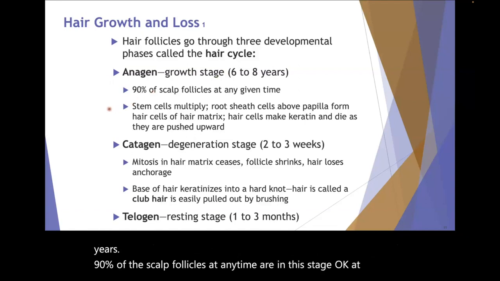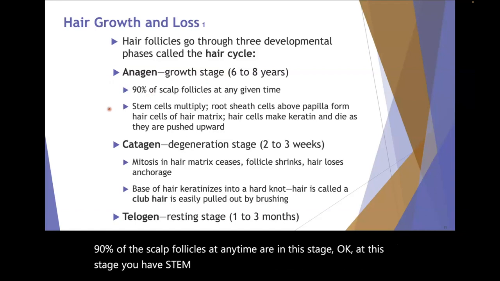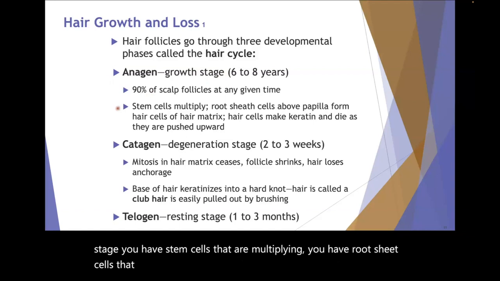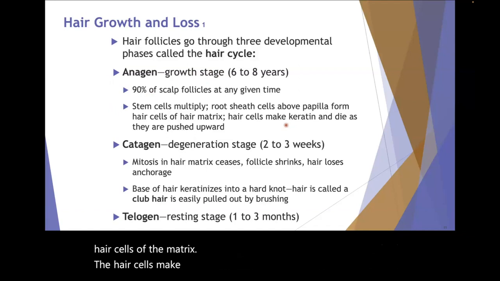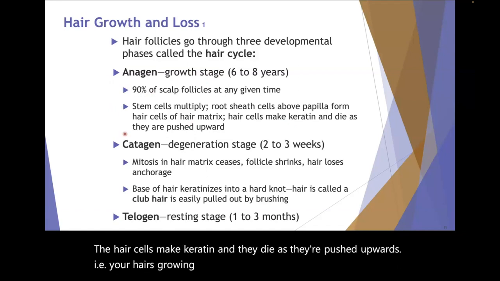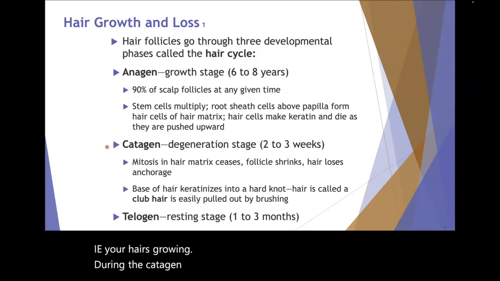At this stage, you have stem cells that are multiplying. You have root sheath cells that are above the papilla. They're going to form the hair cells of the matrix. The hair cells make keratin, and they die as they're pushed upwards, i.e. your hair is growing.